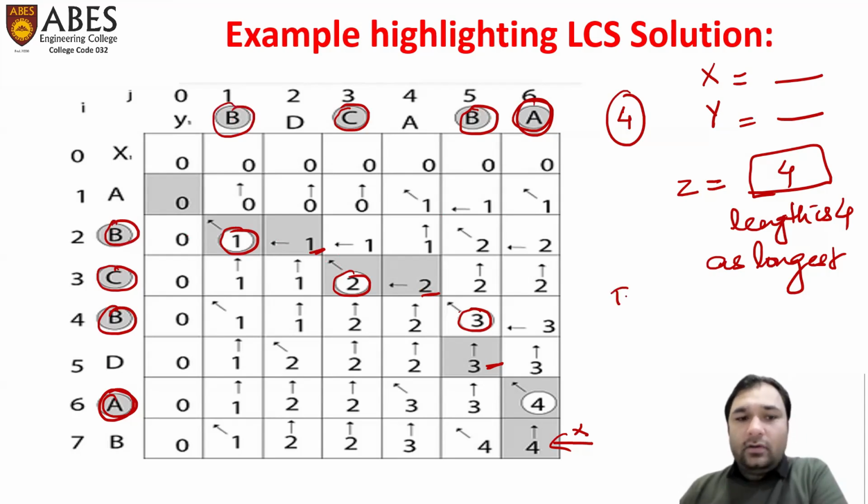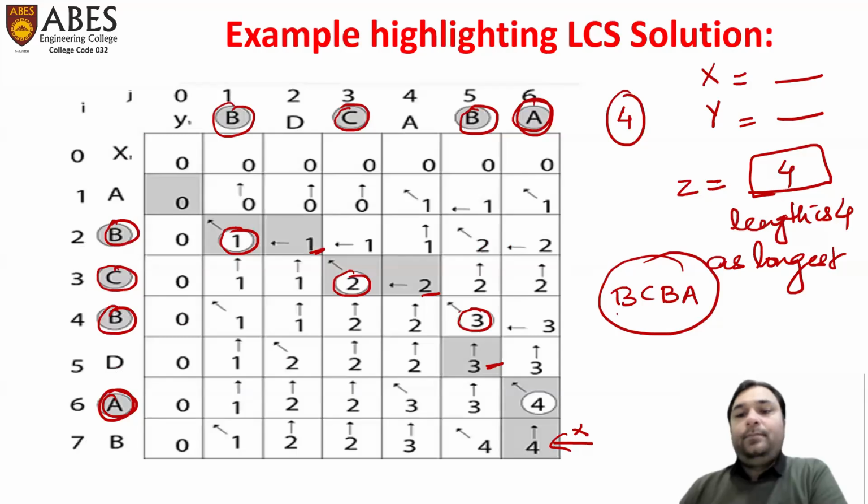So one of the solutions of length 4 is BCBA. There can be multiple other solutions which can be taken into consideration, but as per this example, currently we are going through this solution.